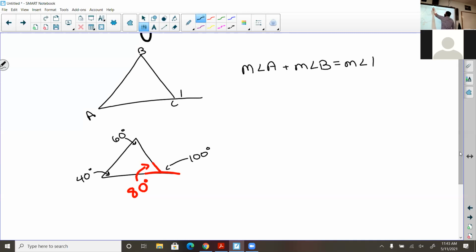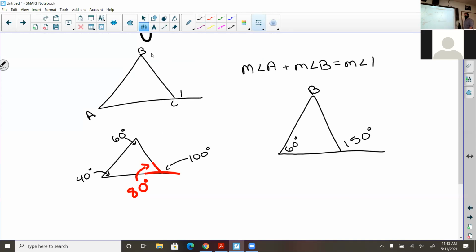Now, some of the problems may try to trick you up, and they give you some information and not everything. Meaning, if I said that this was 60 degrees, and this was 150 degrees, and we were trying to find the measure of angle B, well, I know that 60 plus the measure of angle B must be 150 degrees. So using that same equation, question?